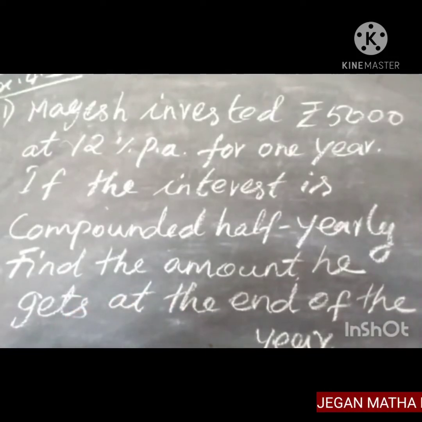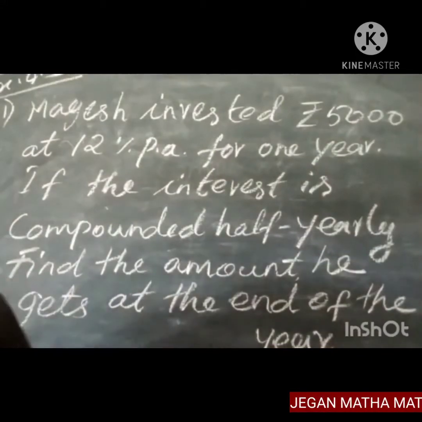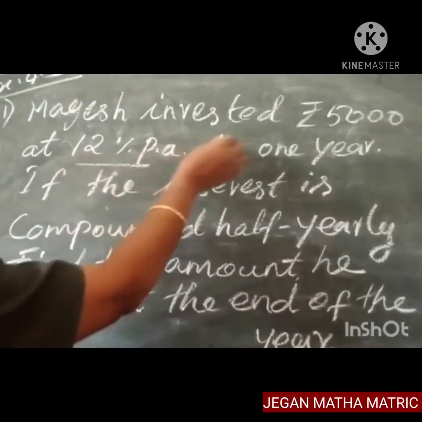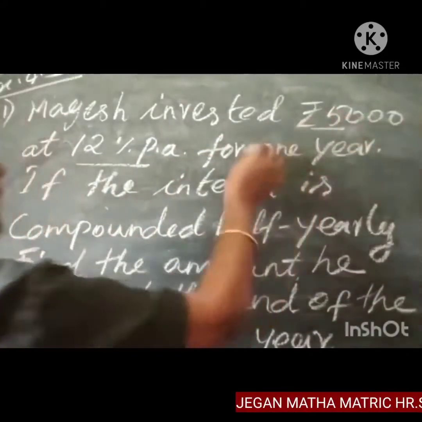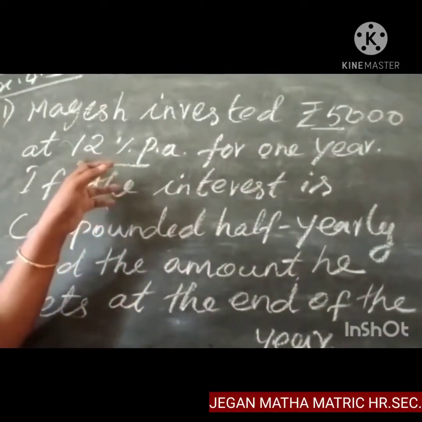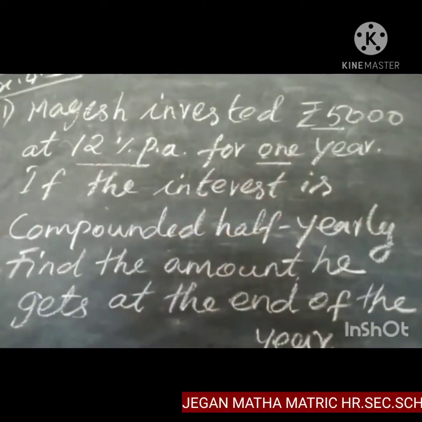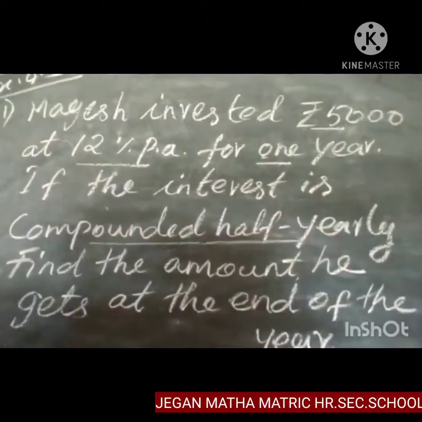Magesh invested rupees 5,000. One person invests the amount rupees 5,000 at 12 percent per annum for 1 year. So that is given in the sum. If the interest is compounded half yearly, then you have to find the amount.